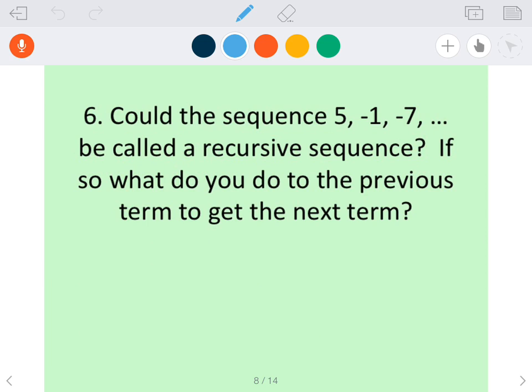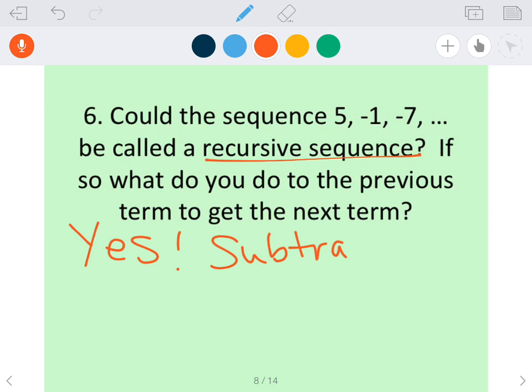Number 6. Could the sequence 5, -1, -7 be called a recursive sequence? And if so, what do you do to the previous term to get the next term? Yes, it can be called a recursive sequence. You would subtract 6 from the previous term.